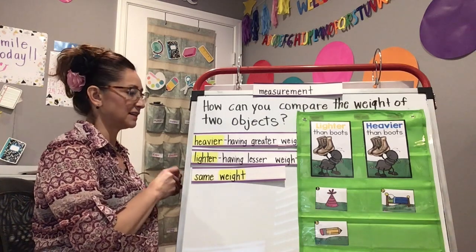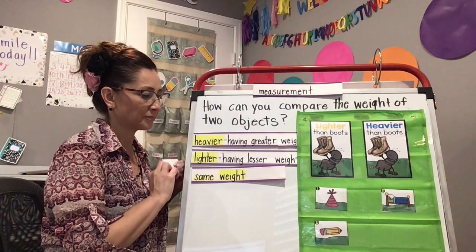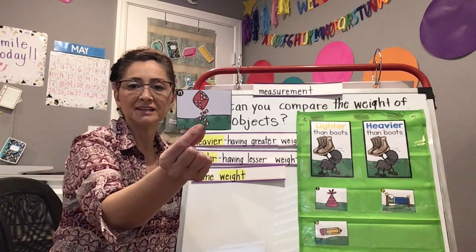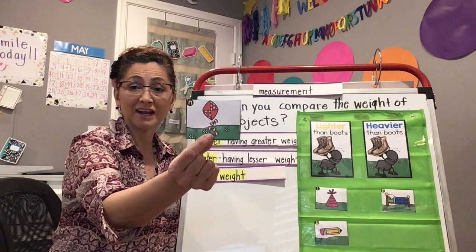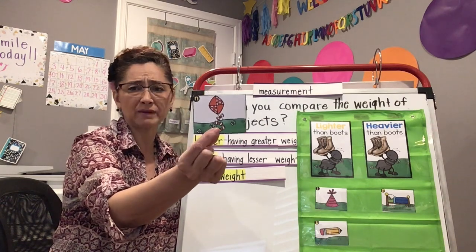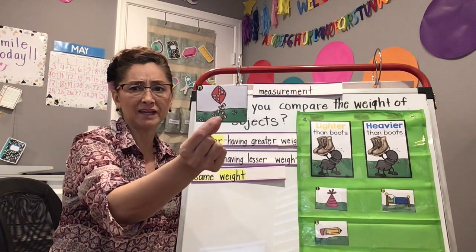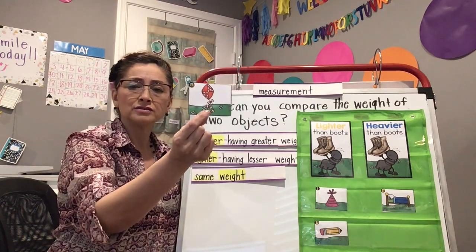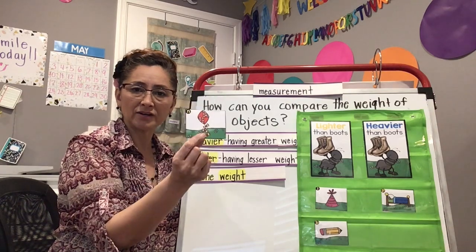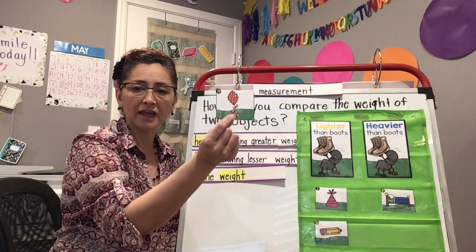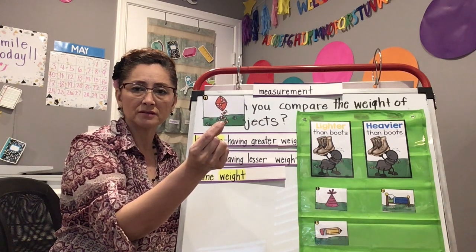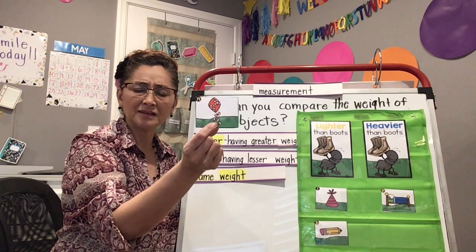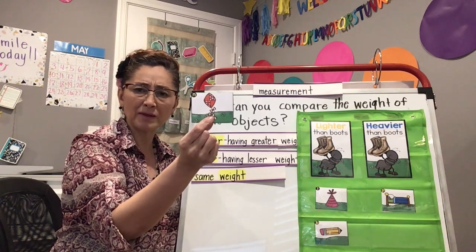Okay, let's take a look now at this picture. This one's going to be a little tricky. Do you know what this is? That's right, that's a kite. Are kites big or small? Yeah, they're big because they fly up in the sky, right? They're really big. Now, do you think that this kite is lighter or heavier than my boots? Are you sure? But a kite is so big. How can my kite be lighter than my boots?